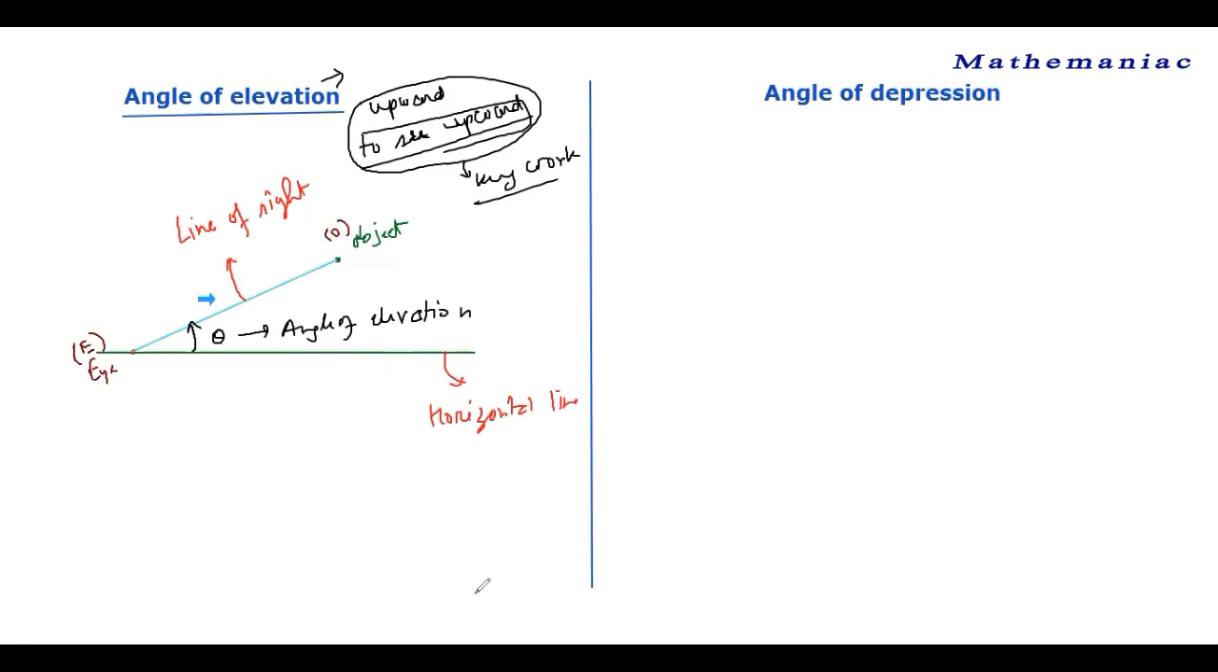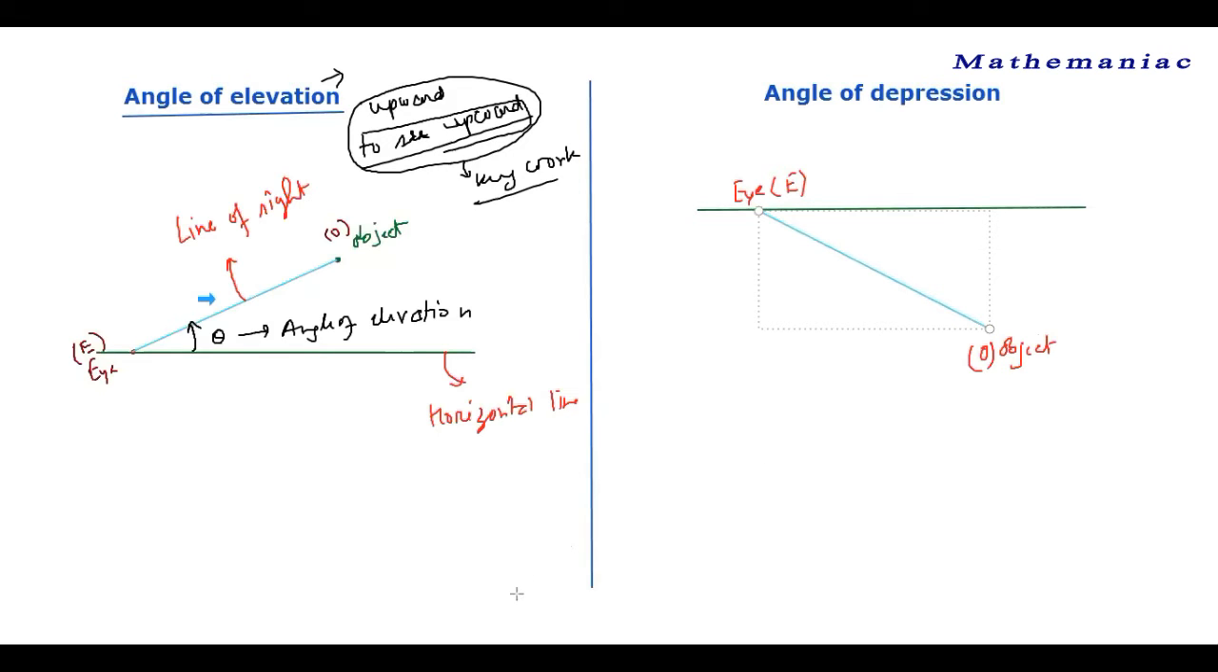Now, simply the reverse can also happen, right? That means suppose you are at a higher level, or you can say your eye is at a higher level. Suppose your eye is at this point, and there is an object below your level. This is the object, I'll be taking examples, suppose O, and your eye is here, the eye of the observer. This time also we will be joining this eye of the observer with the object.